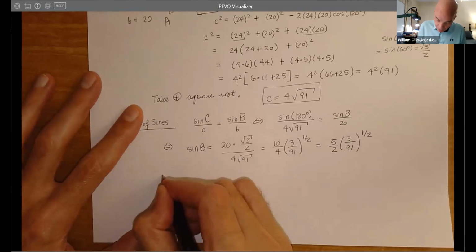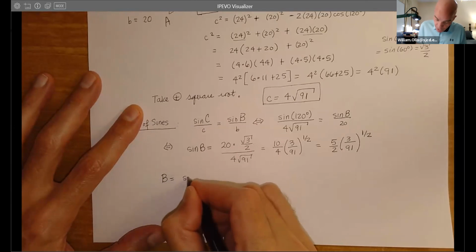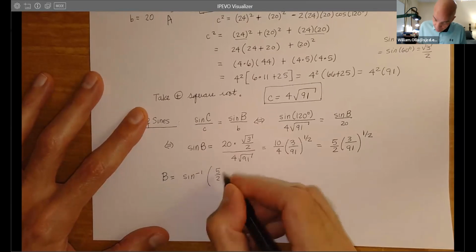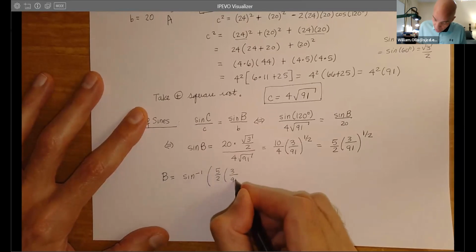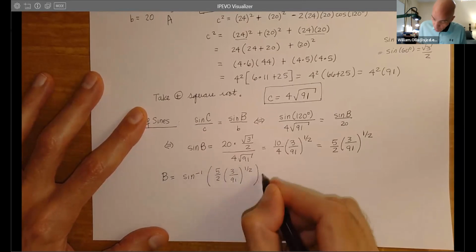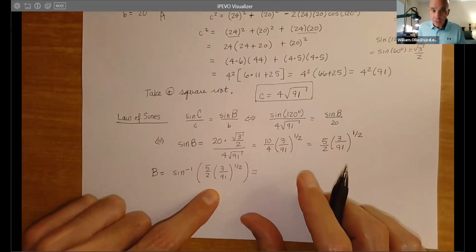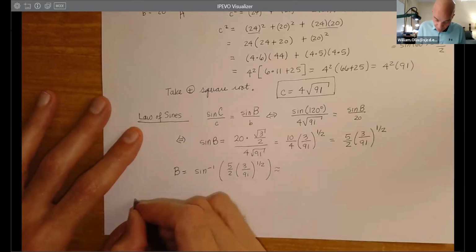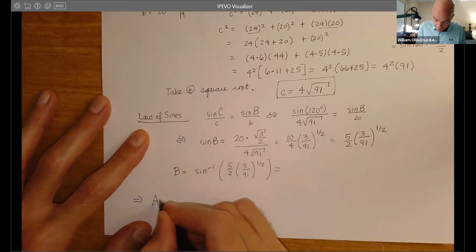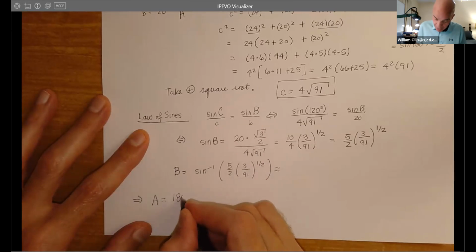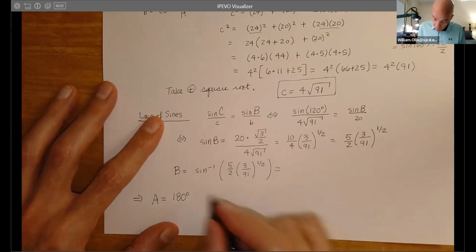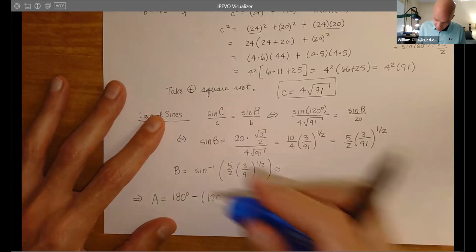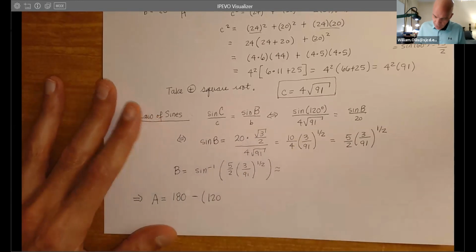So now we see B equals the inverse sine, again, exact calculation of 5/2 times the square root of 3/91. So here we need a Google calculus approximation, and then we can actually write now, just before we do that, so now this implies that A equals 180 degrees minus 120. Well, don't put the degrees in the calculation. That's pretty bad. We'll just put it in the answer.